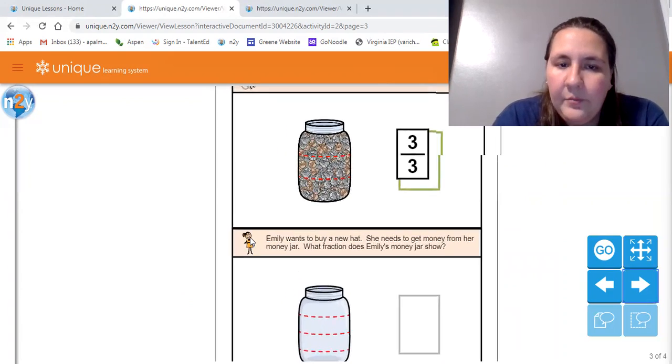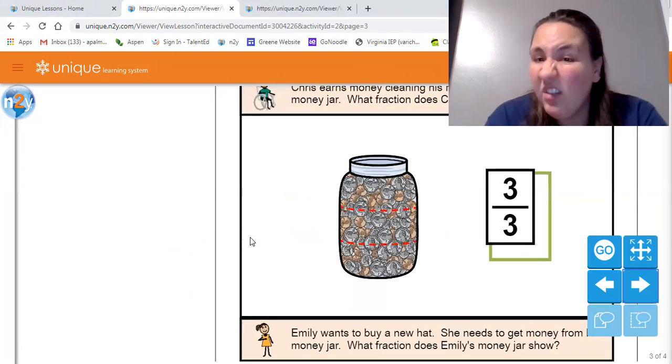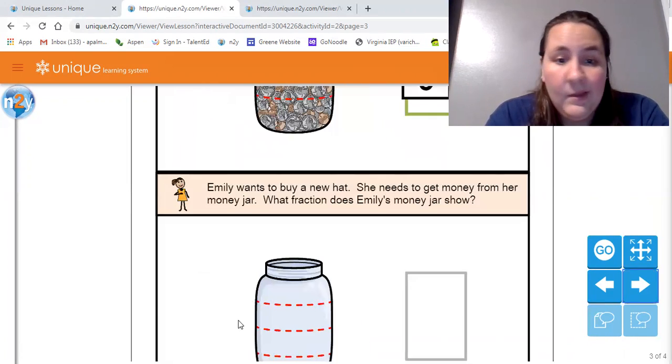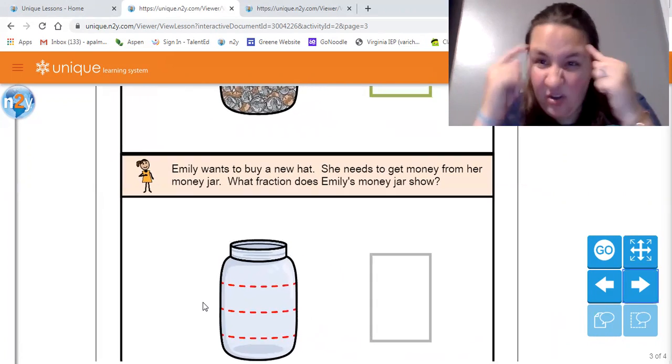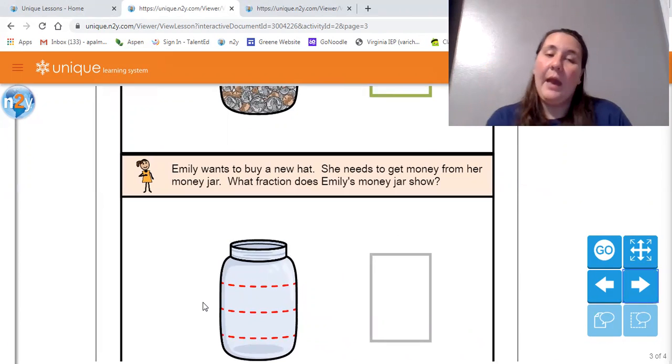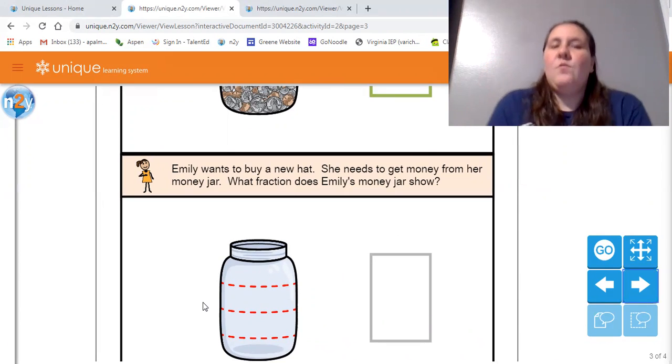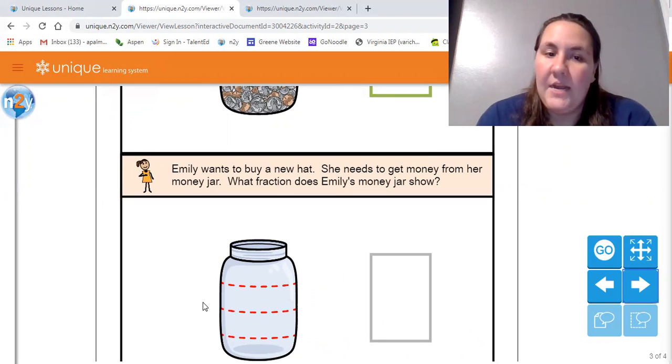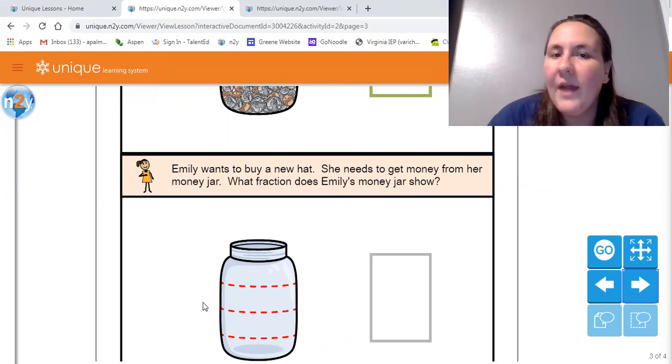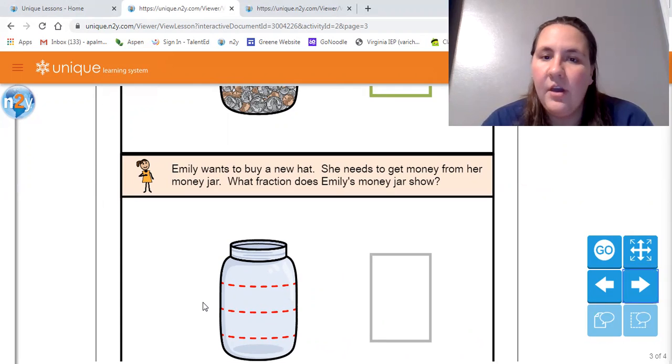Let's try another one. So this one's a little tricky too. Just trying to trick you. Make sure you're using your brain to think it out, okay? Emily wants to buy a new hat. She needs to get money from her money jar. What fraction does Emily's money jar show?